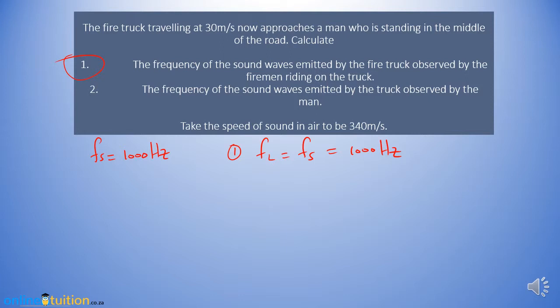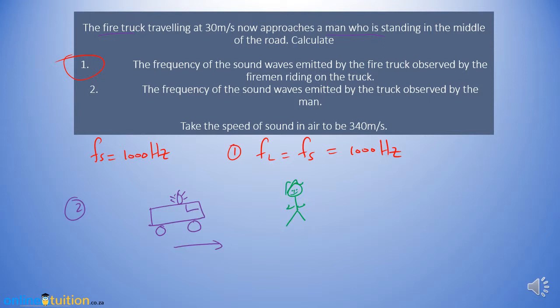The second part of the question, let's have a look at that very carefully. So this is part 2. The truck is moving towards this man who's standing in the middle of the road. If I draw a little picture, not very artistic, this is my idea of a fire truck, and the siren is blaring away there. The truck's moving towards the right, and there's this very brave, or in some sense stupid, person standing in the path of this truck, and for some reason he's all excited.